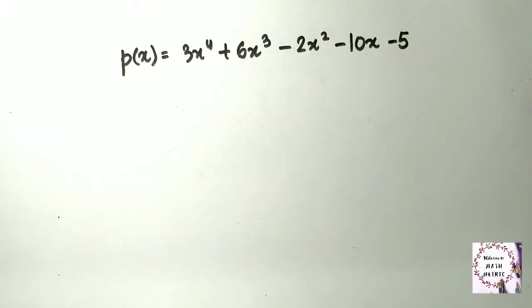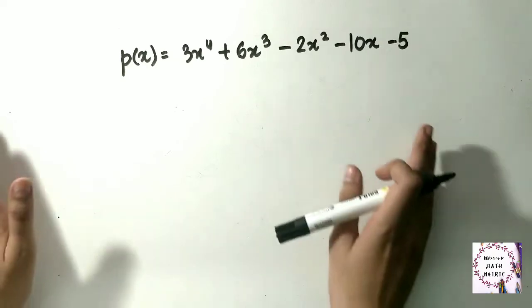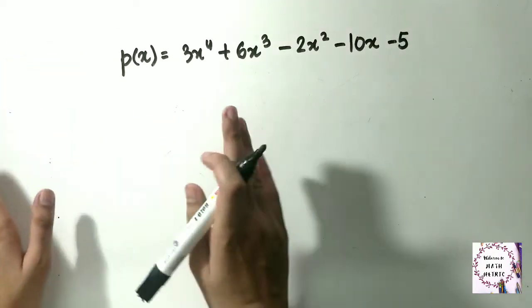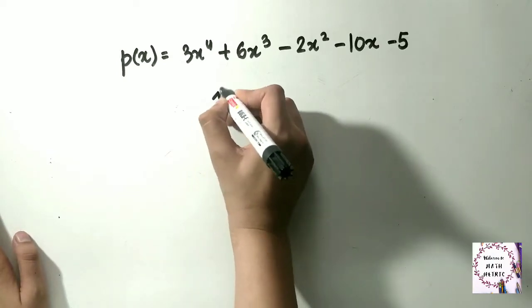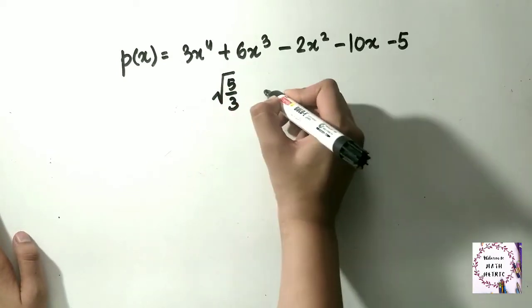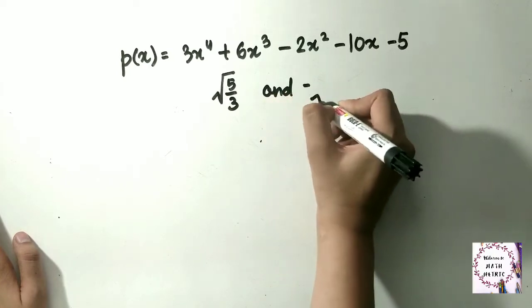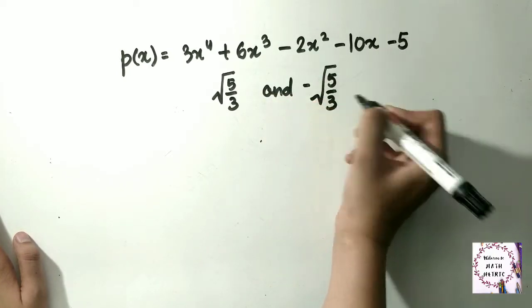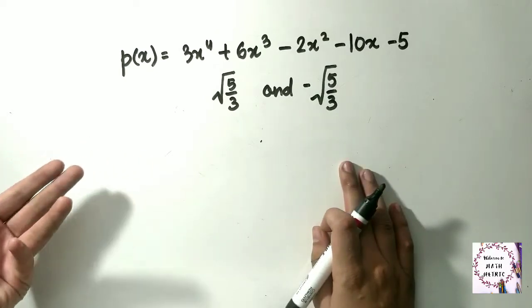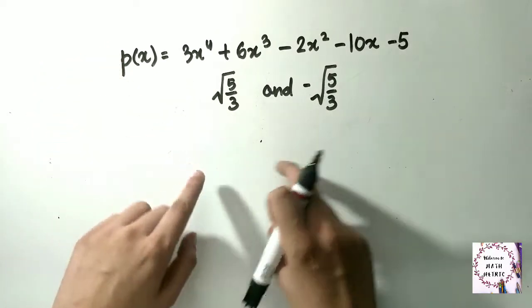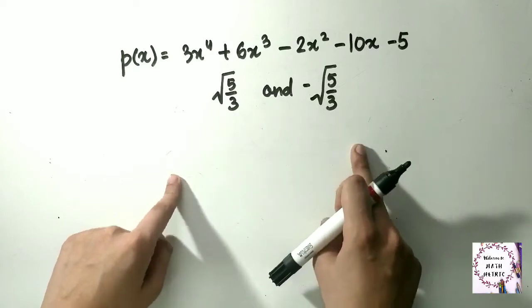Going to learn question 3 of exercise 2.3. So here we have a polynomial p(x) and we are given two zeros of this polynomial, which are namely root 5 by 3 and minus root 5 by 3. What we have to do is find the other two zeros of this polynomial using these two zeros.